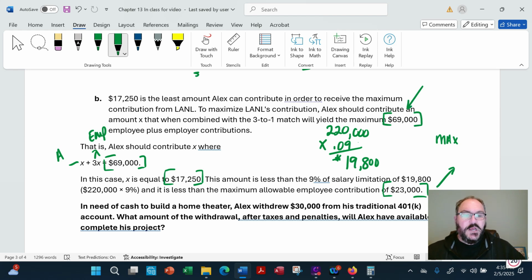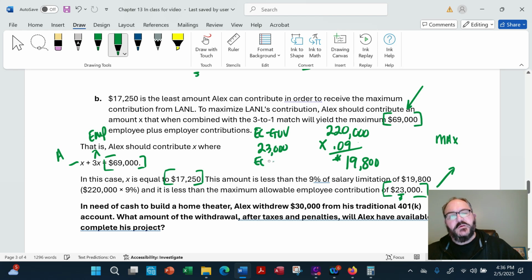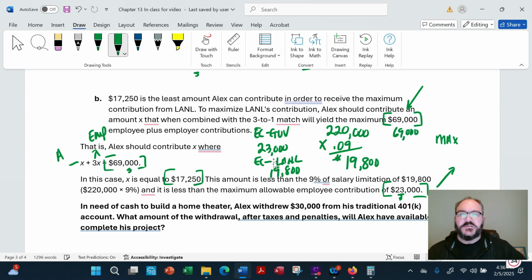One, the allowable employee contribution. This is one limit. So there's three limitations here. There's the employee contribution by the government, that's $23,000. The employee contribution by LA&L, and that's $19,800. And then the maximum contribution for both, which is $69,000. And that's why we were solving for $69,000. Okay? Hopefully that made sense. So you see, we're working with three different constraints here.